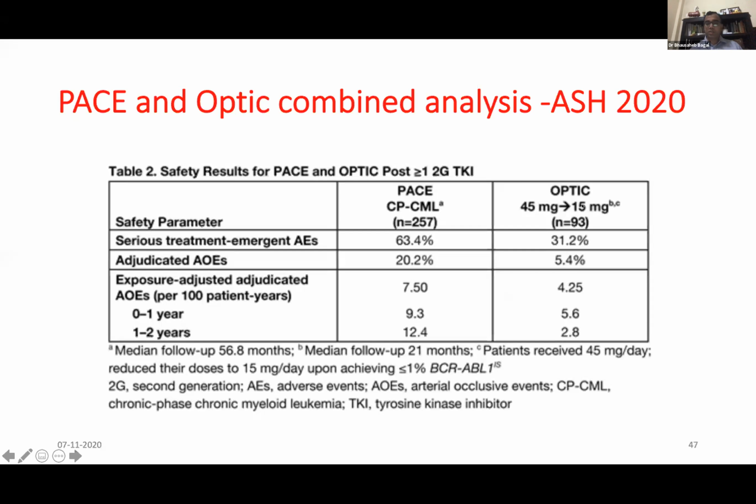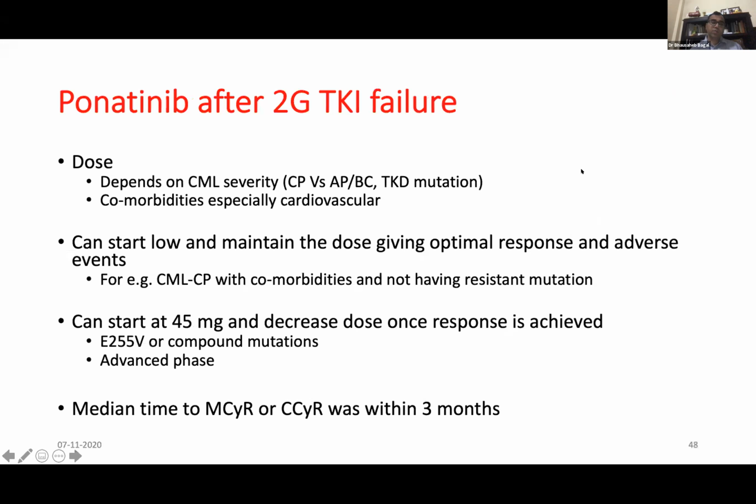This is again, in terms of side effects, clearly reflected: the serious adverse effects were half with this dosing, so roughly 30 versus 60%. So this is a bit of assurance. If you want to use ponatinib, probably a lower dose is important.